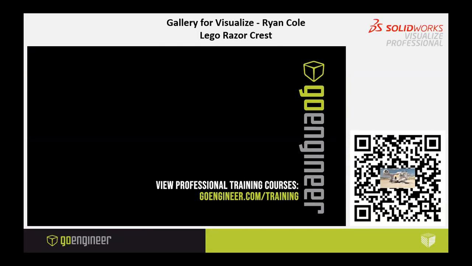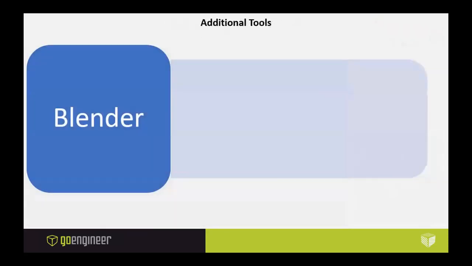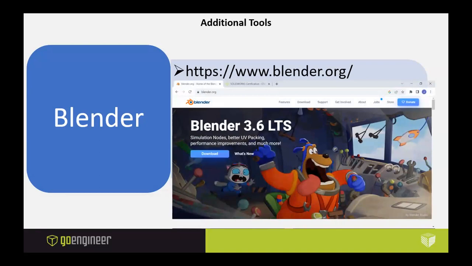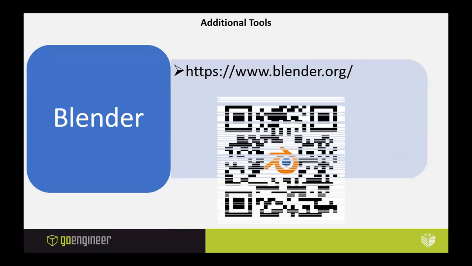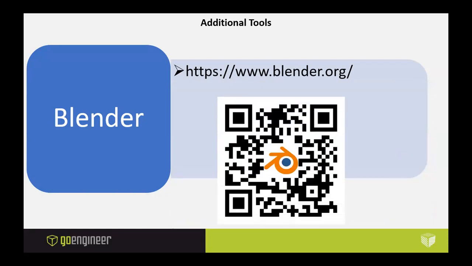All right, so those QR codes will take you to the YouTube page that is hosting those videos as well. Additional tools. There's a tool out there called Blender. Blender makes some pretty amazing renderings. Okay, it even has those fur shaders that I was talking about. It is free. The cost there, though, is going to be the learning curve. So keep that in mind. You can check that out, blender.org.